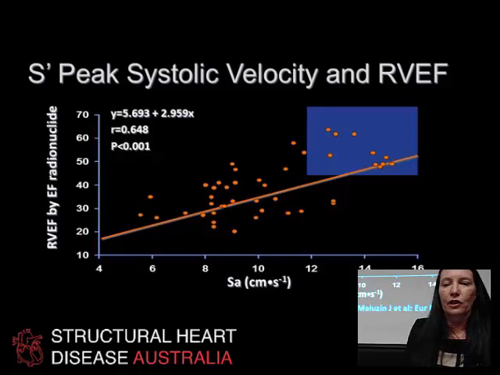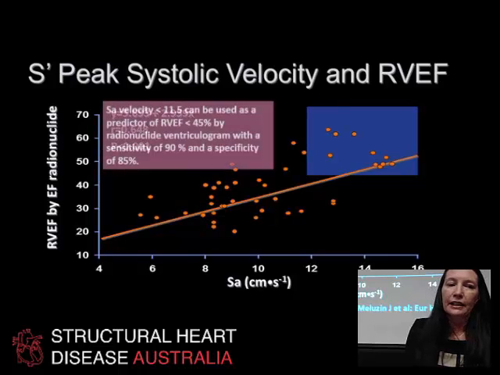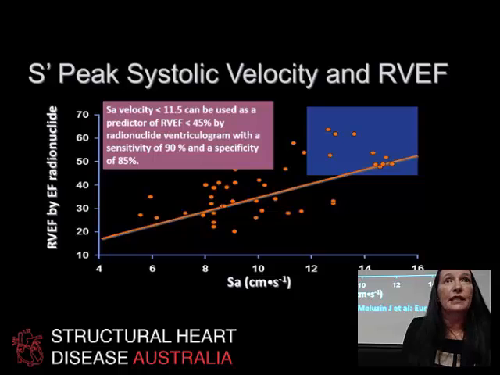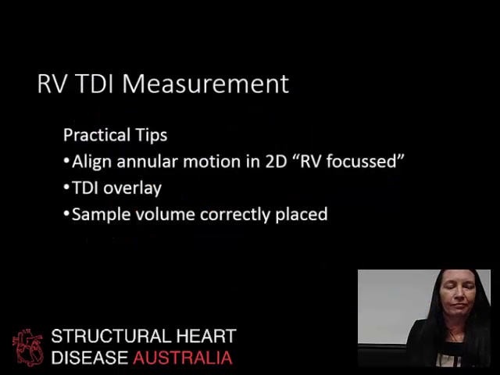The systolic peak velocity and the ejection fraction are also relatively well correlated, in that if your systolic velocity is less than 11.5, it can be used as a predictor of RV ejection fraction less than 45% by radionuclide ventriculogram with those sensitivities and specificities. So it's relatively simple and easy to measure. What are the tips? Align the annular motion in the 2D RV focus view, do the tissue Doppler overlay, and make sure your sample volume is correctly placed.